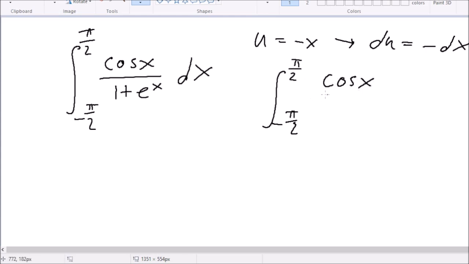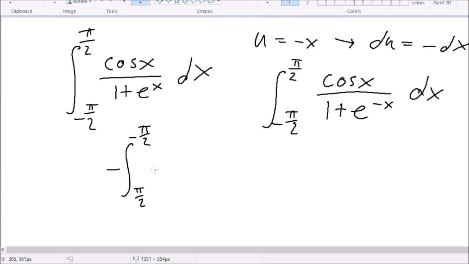Cosine is an even function, so that doesn't change. 1 plus e to the negative x dx. So again, that negative is absorbed into the bounds. What I mean by that is, if I used a negative, then it would be pi over 2, negative pi over 2. I think the majority know this already, but this is equal to negative pi over 2, pi over 2. That's what I mean by absorbing the negative into the bounds.